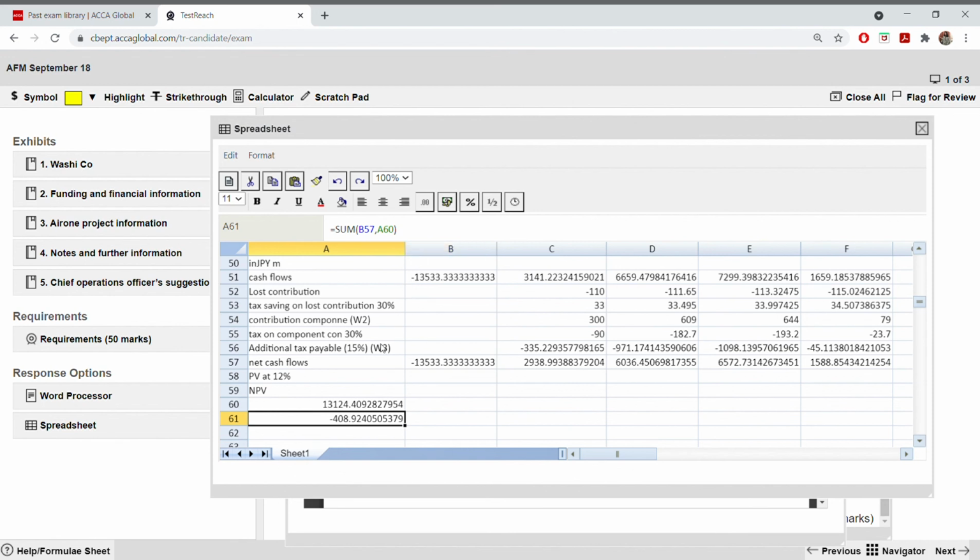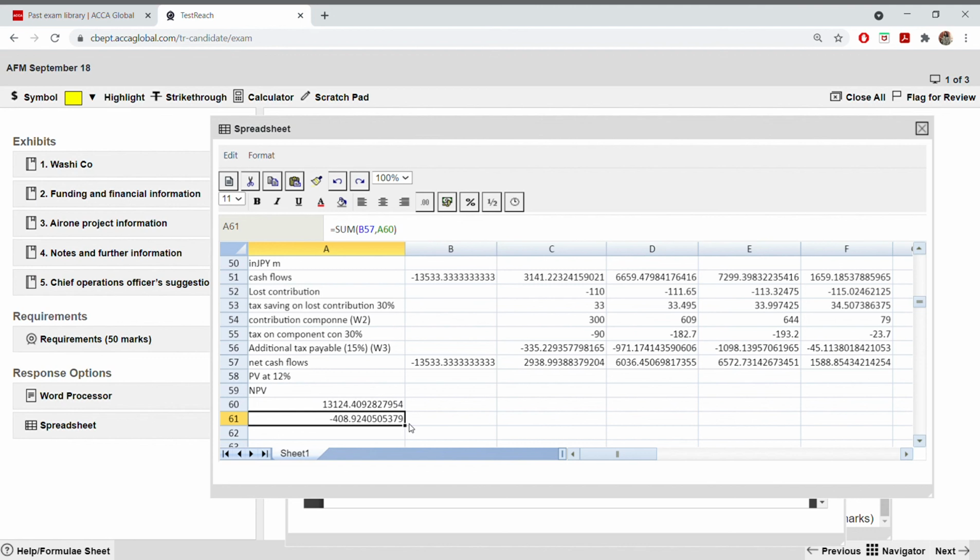So the expected net present value is, what is it? It is negative, this million. So that shows that you should not go ahead with the project. That's what you have to write in your report.